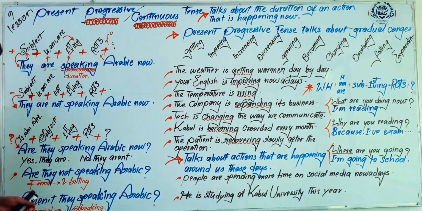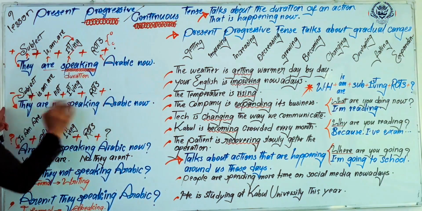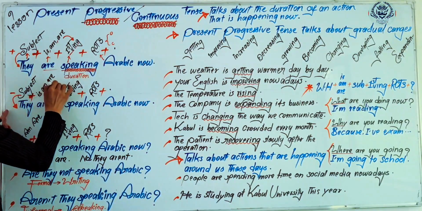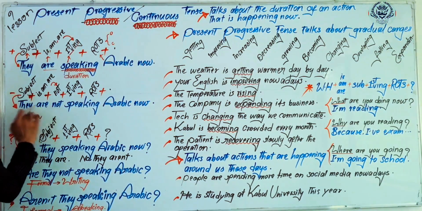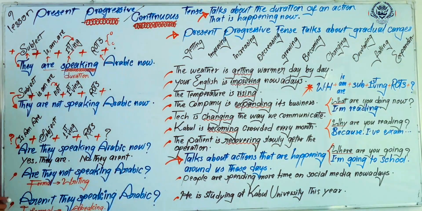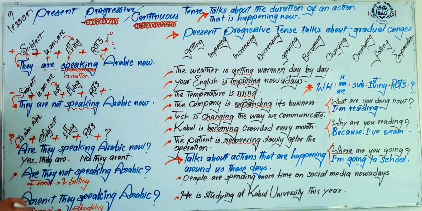If you turn the sentence into negative, اگر بخواین جمله را تبدیل به منفی بکنید، بقیه سابجکت ها عناصر کلا خودشون میباشن. And after the to be verb, we just add the negative adverb not. فقط بعد از to be verb not اضافه میکنیم. For example, they are not speaking Arabic now. اونا فعلا در حال صحبت کردن عربی نیستن. So here speaking, it talks about the duration of an action.